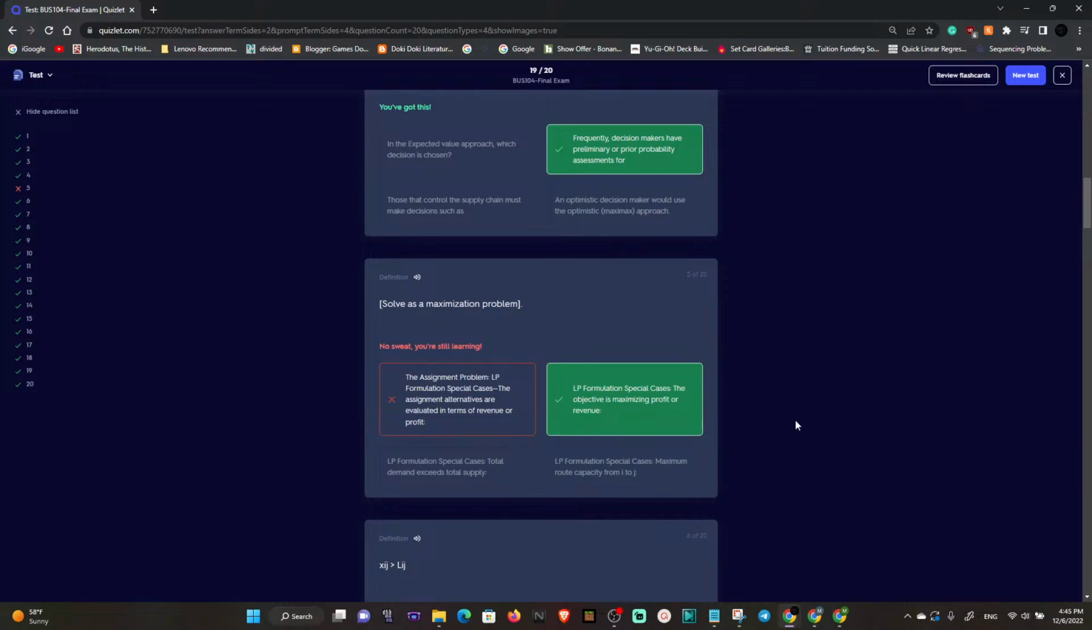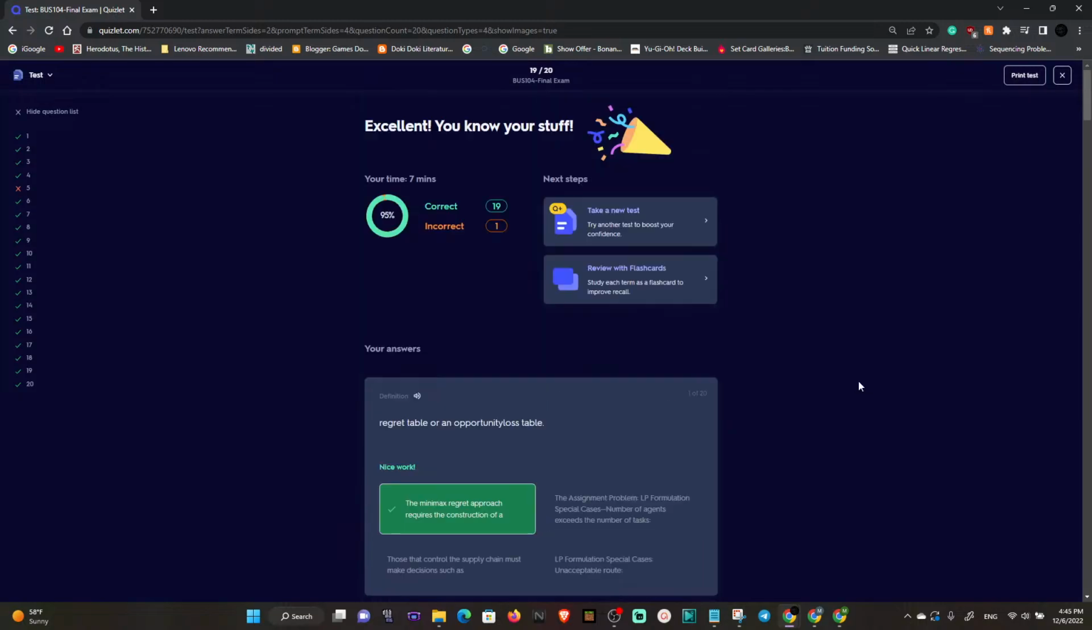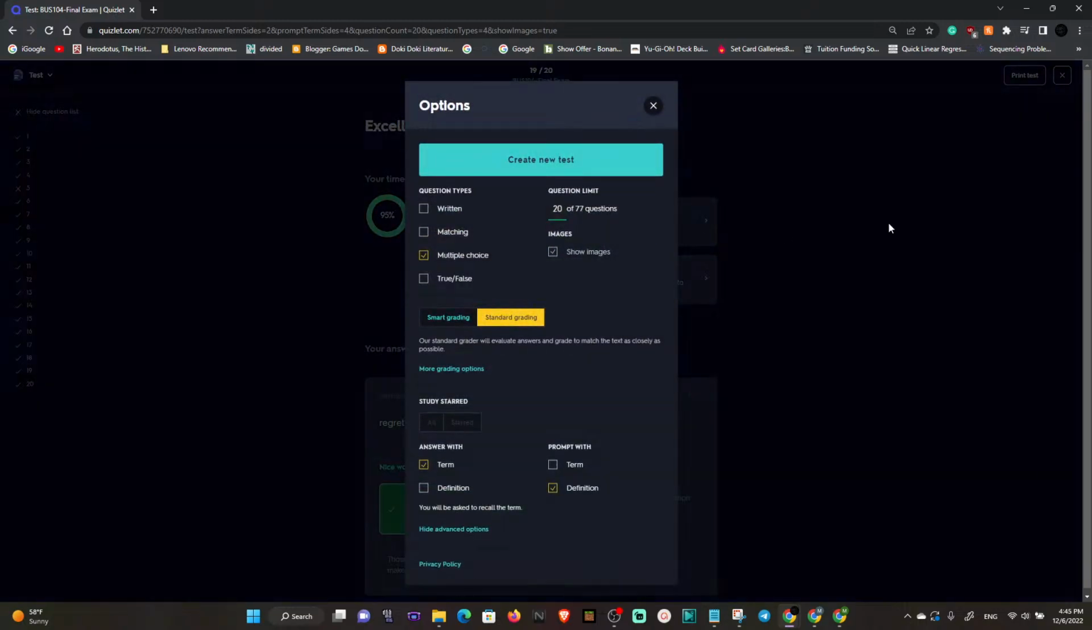Maximization problem. LP formalization option. Maximizing profit or revenue. Yep. I didn't know about this one either. Yeah, okay. Maximization problem. Maximizing profit. They look the bloody same. Maximization problem. Okay. Maximizing profit or revenue.